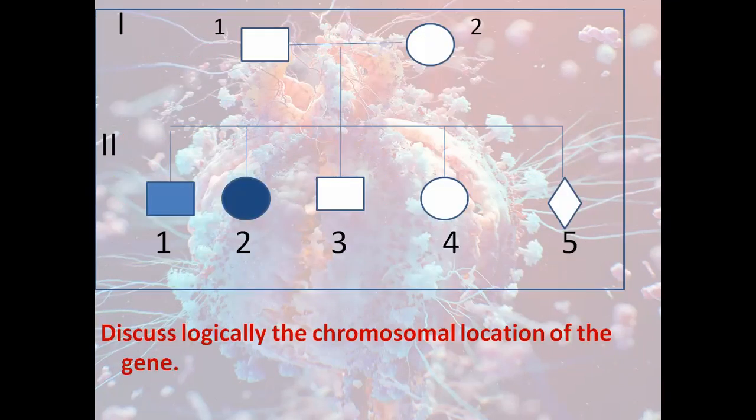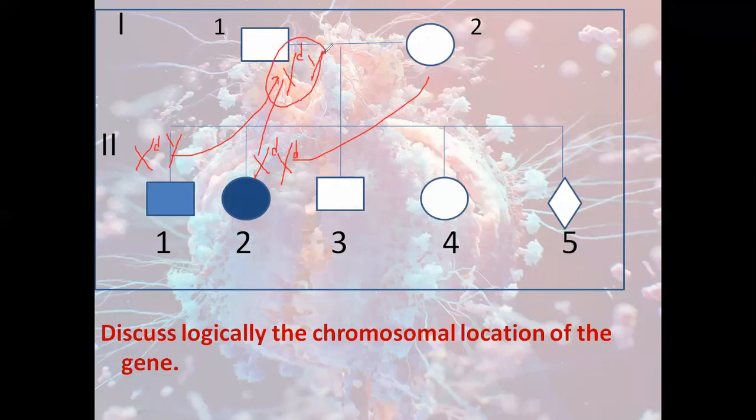Okay. How do we deny it on the X? On the X, every affected daughter should have an affected father. But the father is not affected. If it is on the X, so it is XD Y. Here it has XD XD. So here she takes the Y from the father, sure, and XD from her mother and XD from her father. So here it will be XDY. This father would be affected, but he is not affected, so it's not found on the X.